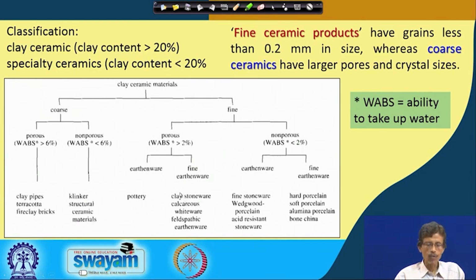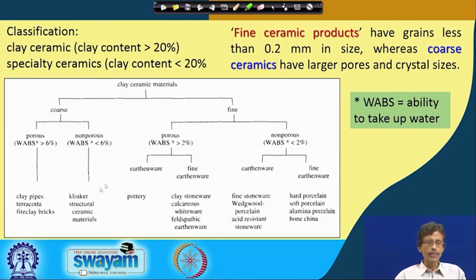But when we go to the fine material, the fine earthenware, we get the stoneware, the clay based stoneware, the calcareous whiteware, where the color is typically very white, and feldspathic earthenware. You have more and more of the feldspar material, that is why it is feldspathic earthenware. So, still we are with the earthenware material, one of the rough category and another of the fine category. In the fine category you can have more divisions and we can use them for different purposes.